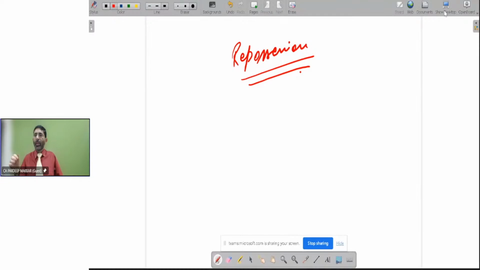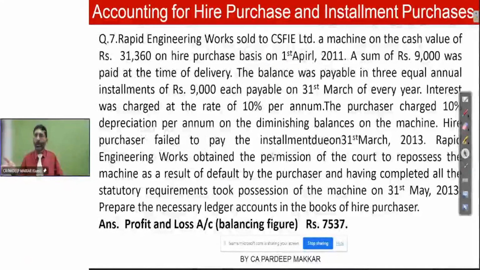So this question we were doing. Let's start with this question. इसी क्वेश्चन से स्टार्ट करते हैं. You have to prepare ledger accounts in the books of purchaser. परचेजर की बुक्स में हम लोग इसके लेजर अकाउंट्स बनाएंगे. Major two accounts are there: one is vendor account and second one is asset account.